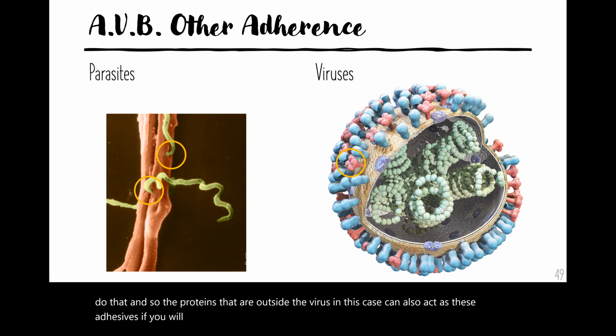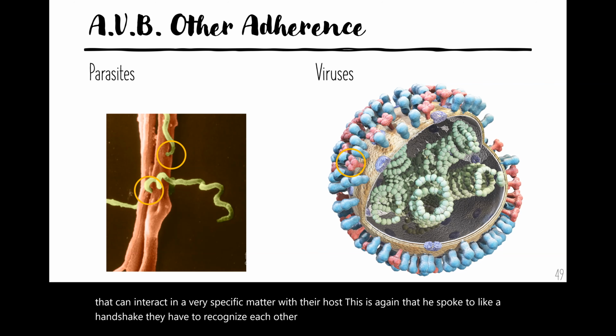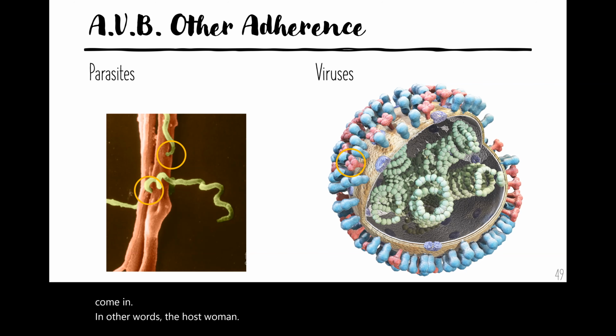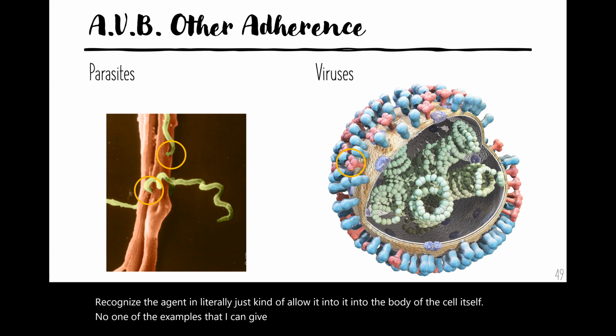Now, outside of the virus, outside the casing of the virus, there are certain proteins that can interact in a very specific manner with their host. And this is, again, that idea I always spoke to, like a handshake. They have to kind of recognize each other, and then one will allow the other one to come in. In other words, the host will recognize the agent and literally just allow it into the body of the cell itself.